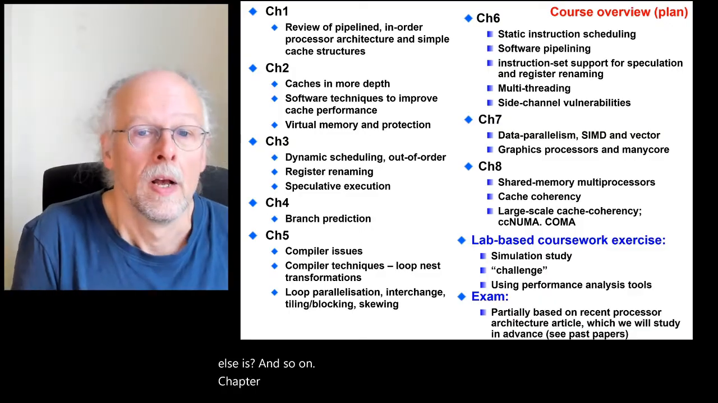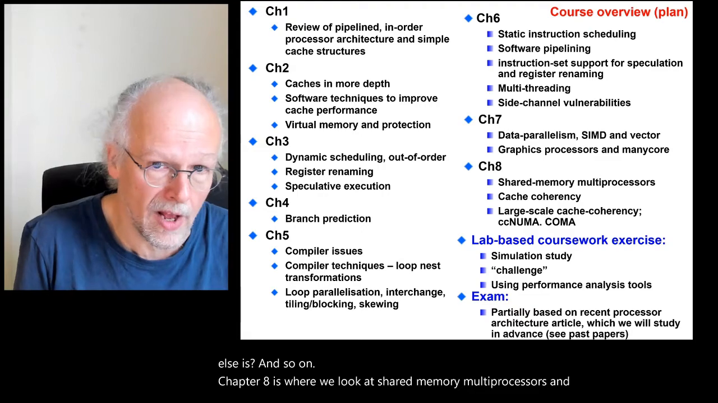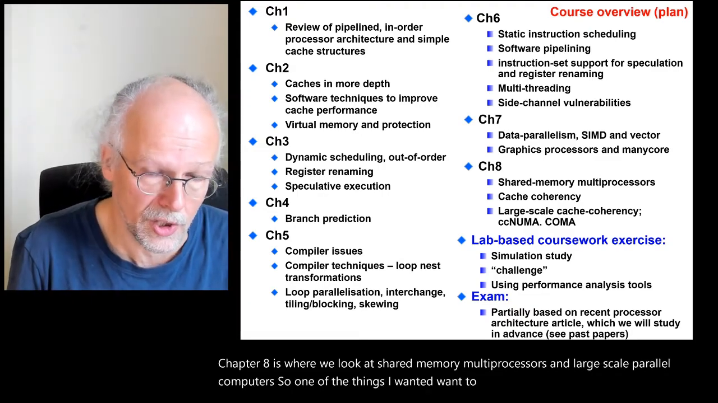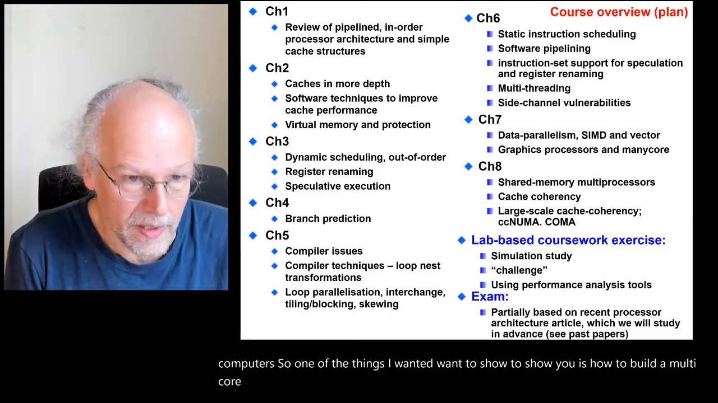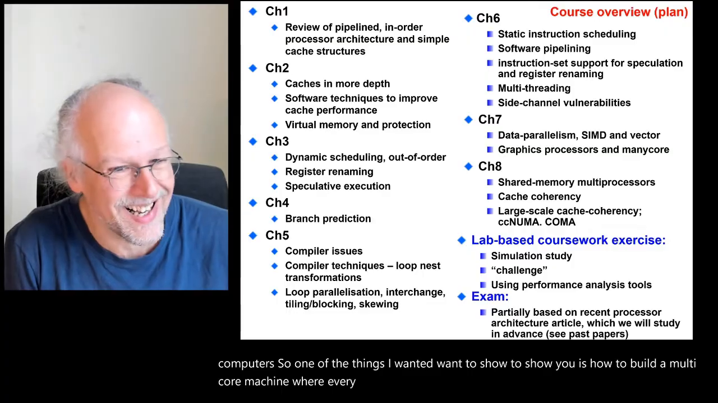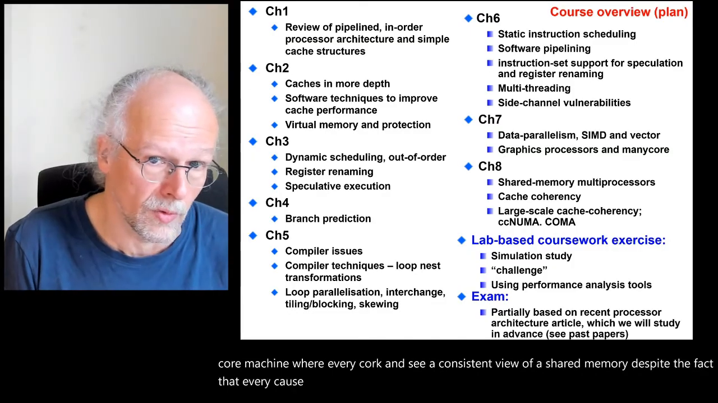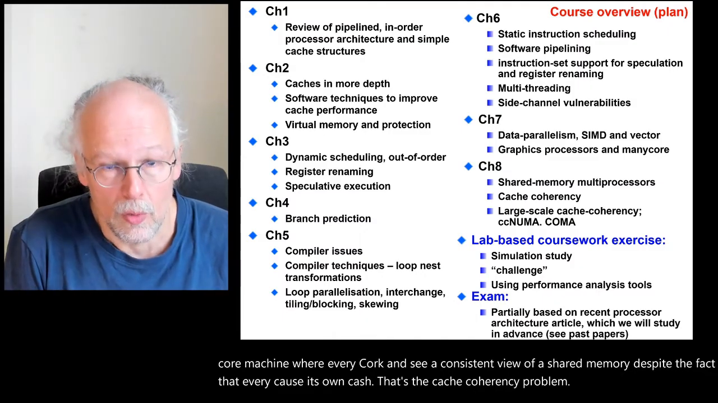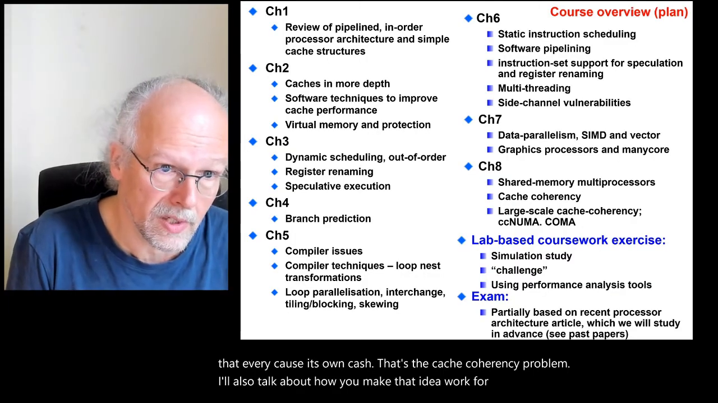Chapter 8 is where we look at shared memory multiprocessors and large-scale parallel computers. One of the things I want to show you is how to build a multi-core machine where every core can see a consistent view of a shared memory, despite the fact that every core has its own cache. That's the cache coherency problem. I'll also talk about how you make that idea work for larger computers.